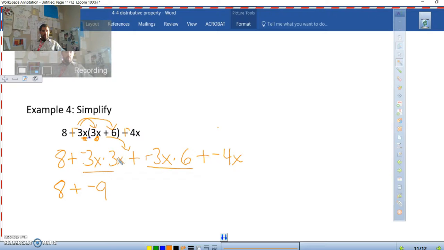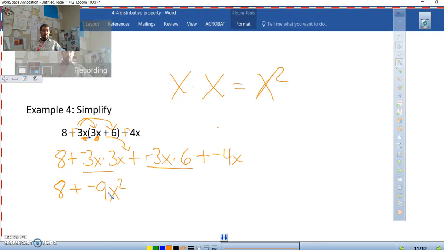X multiplied by x is x squared. X times x is x to the second. So 3 times 3 is 9, and x times x is x squared. So if you're multiplying something with a variable times something with that same variable, you have to multiply these.